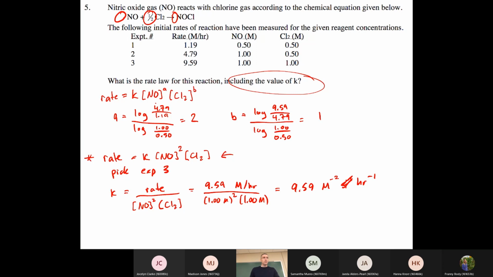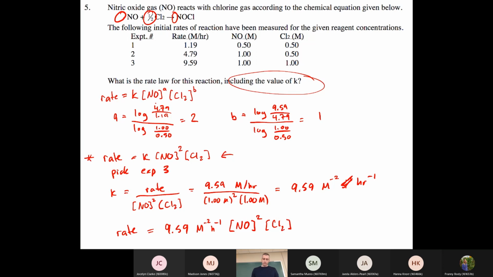So I guess if you wanted to write out the entire rate law for this reaction, it's just going to be rate is equal to 9.59 molarity to the -2 hour to the -1 times concentration of NO squared concentration of Cl2.